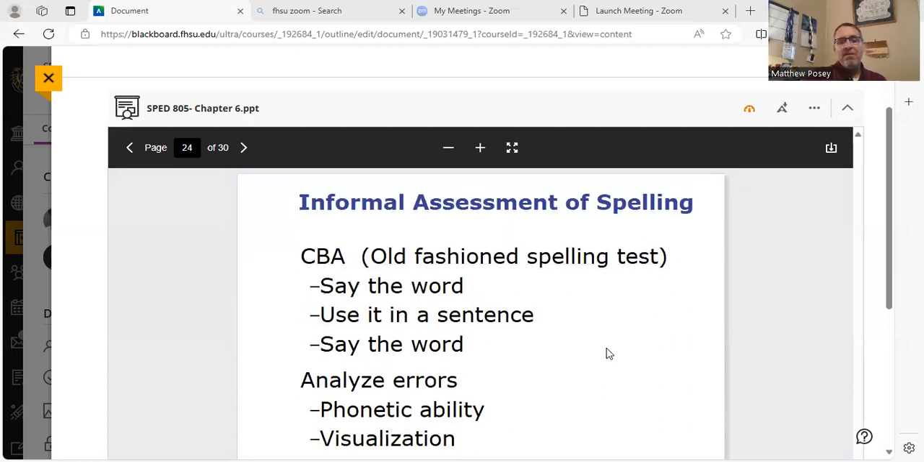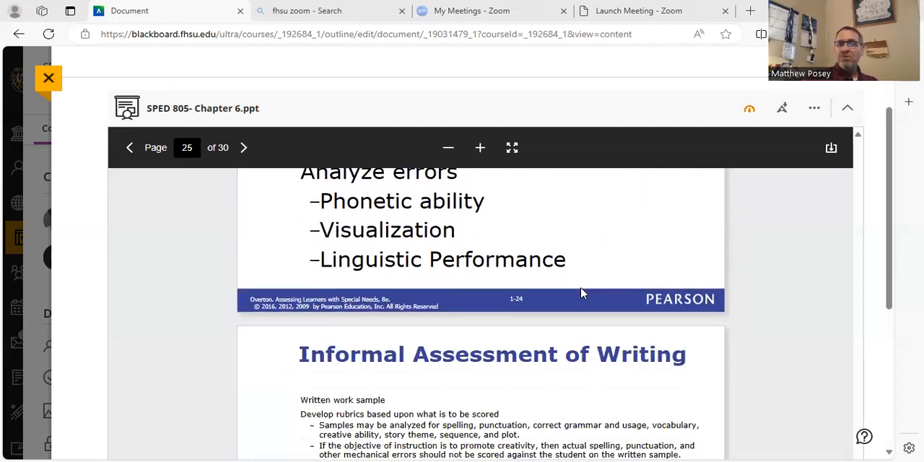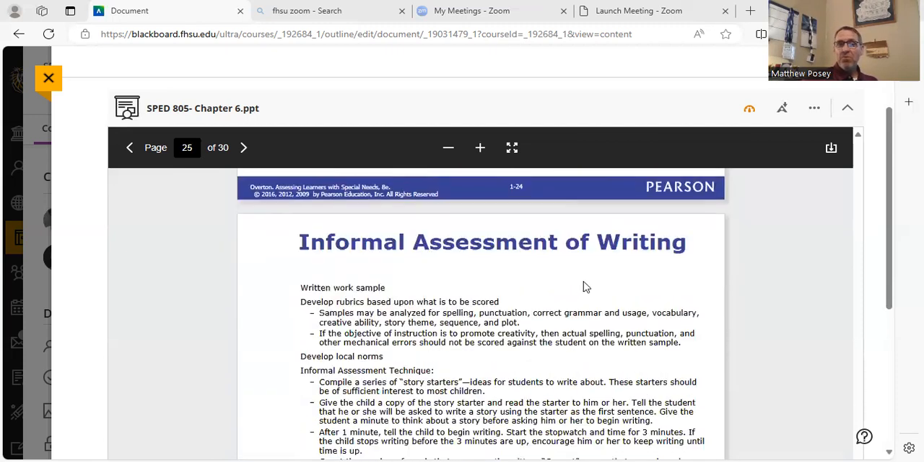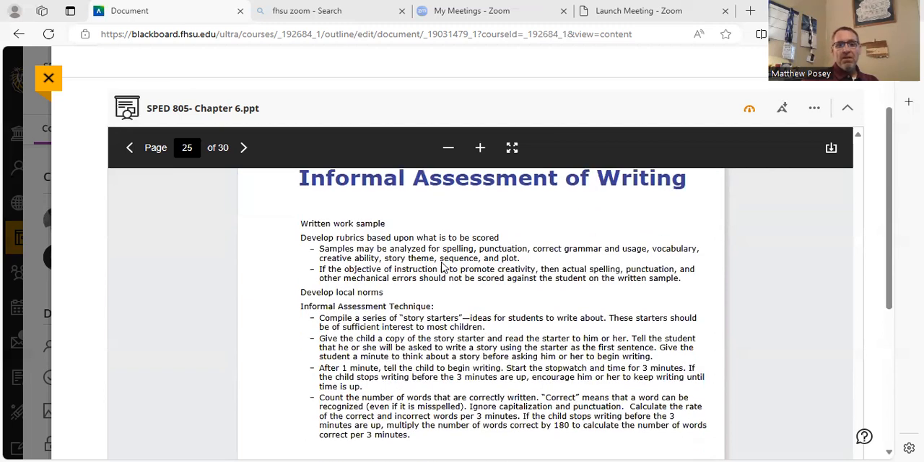For informal assessments with spelling, you want to check and see how your students are doing when you're going over a spelling list or teaching spelling. One way is simply an old-fashioned practice spelling test, where you say the word and the student uses it in a sentence, or you say the word and you analyze errors, whether it's phonetic ability, visualization, or linguistic performance. You can also do informal assessment in writing with writing exercises. You can take written work samples. That's one way to do it.